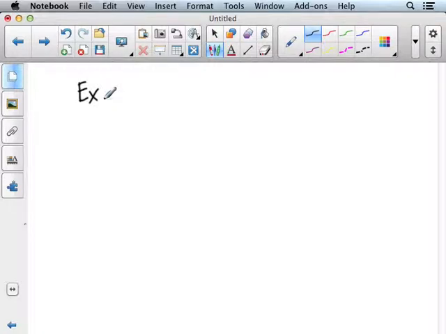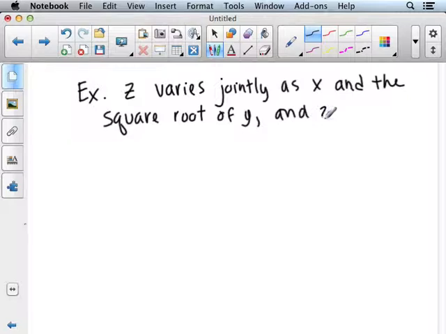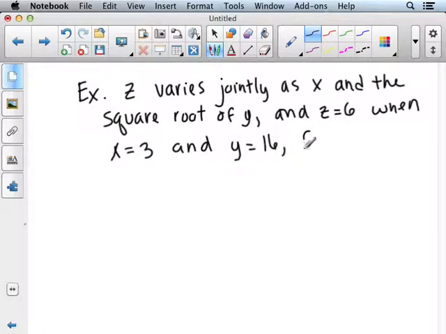So let's say z varies jointly as x and the square root of y, and z equals 6 when x equals 3 and y equals 16. Find z when x equals 7 and y equals 4.